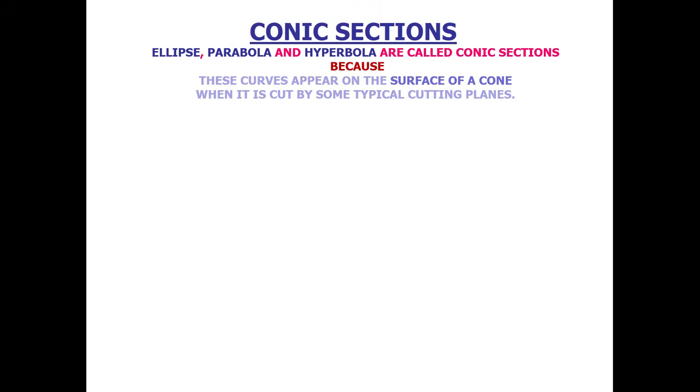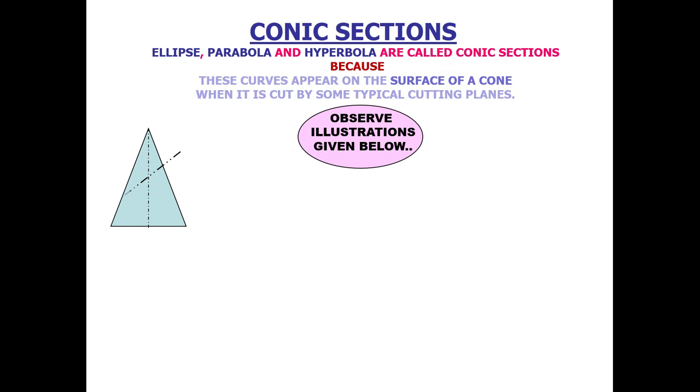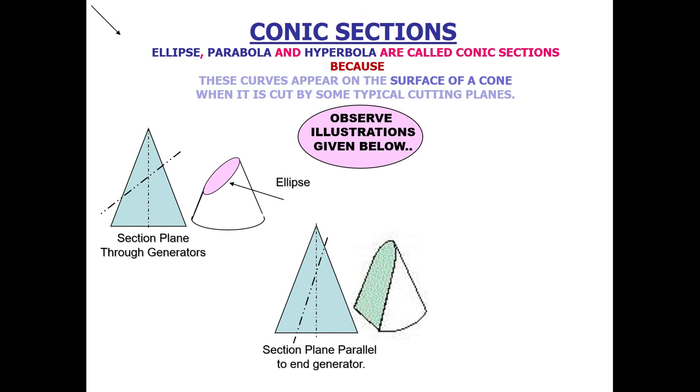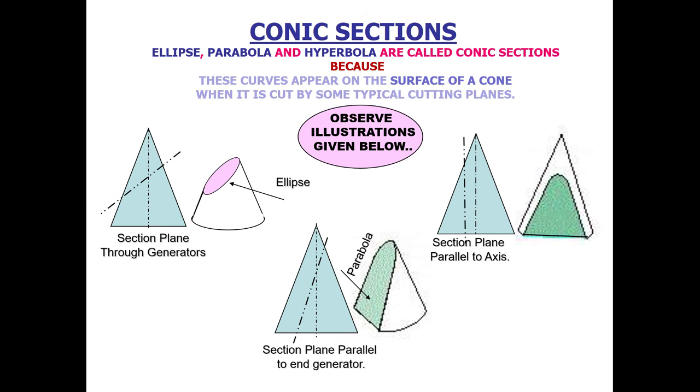If the plane is parallel to the base, we get a circle. When the cutting plane passes through generators, if it is inclined but not parallel to the generator, an ellipse is formed. When the plane is parallel to the end generator, the section is a parabola. When the plane is parallel to the axis, also if the plane cuts both nappes of the cone, it produces a hyperbola. These are the fundamental geometric conditions defining each conic.